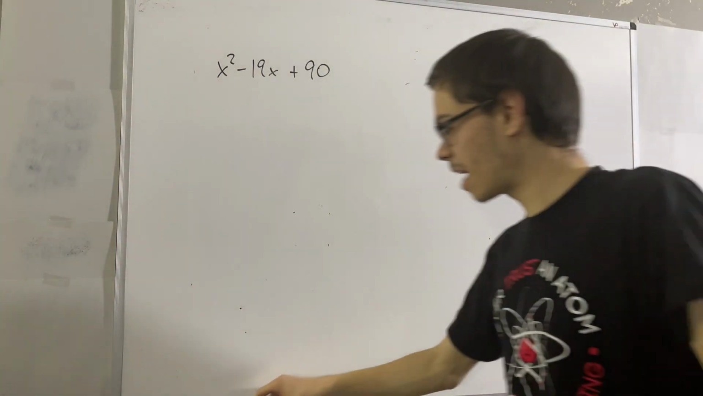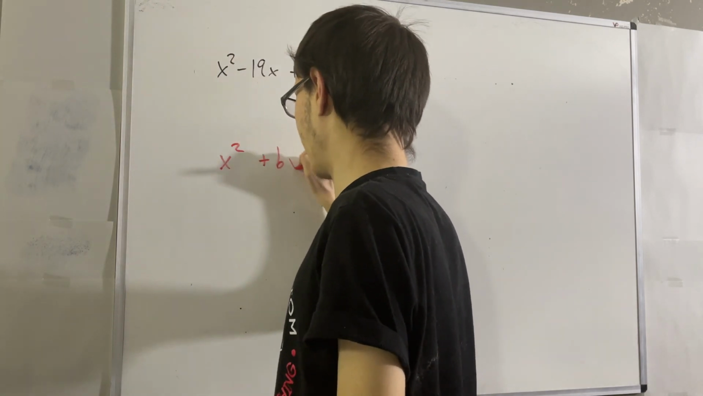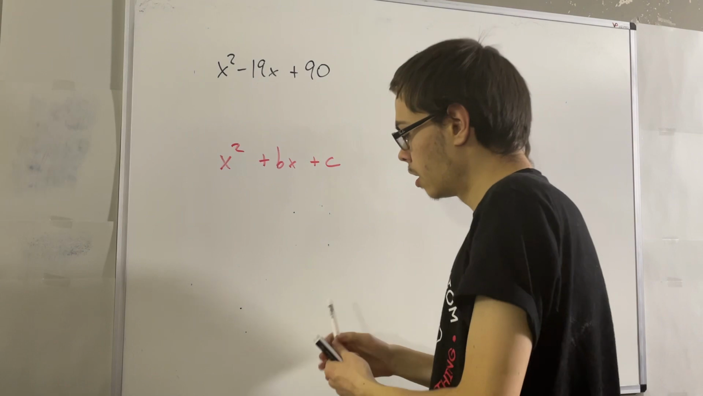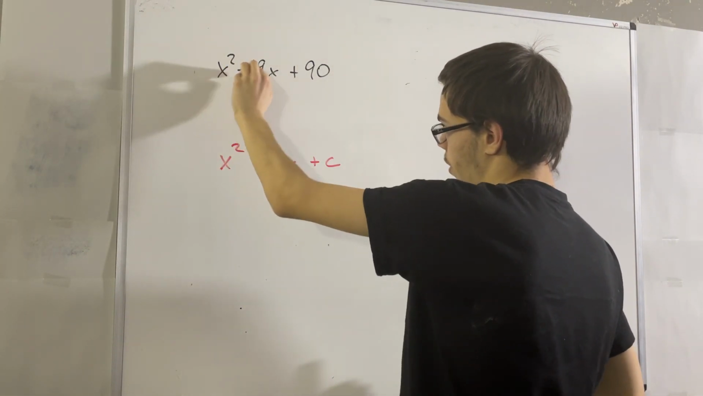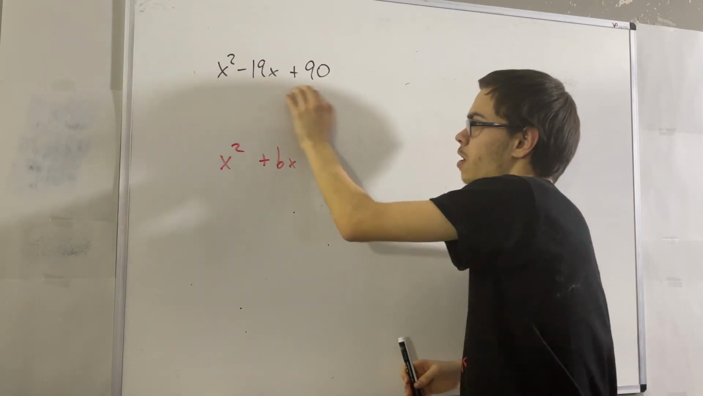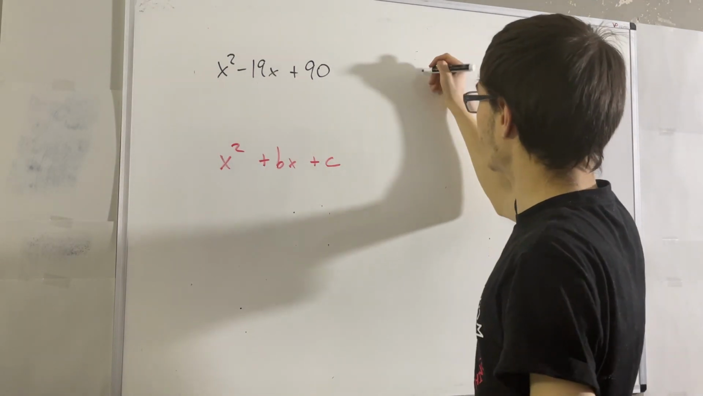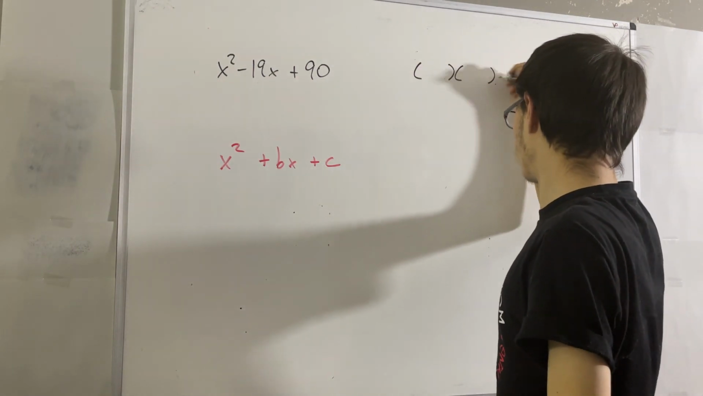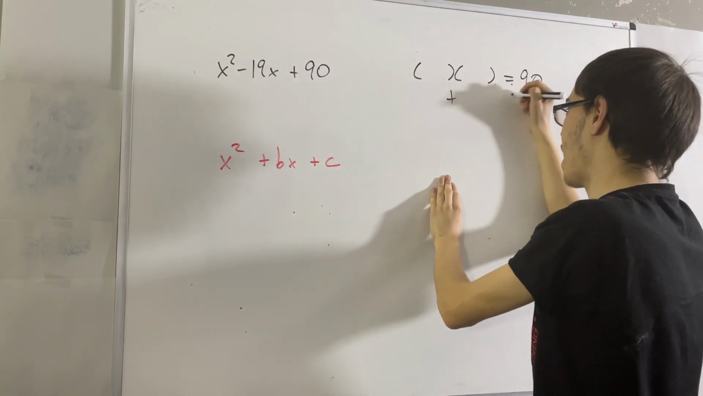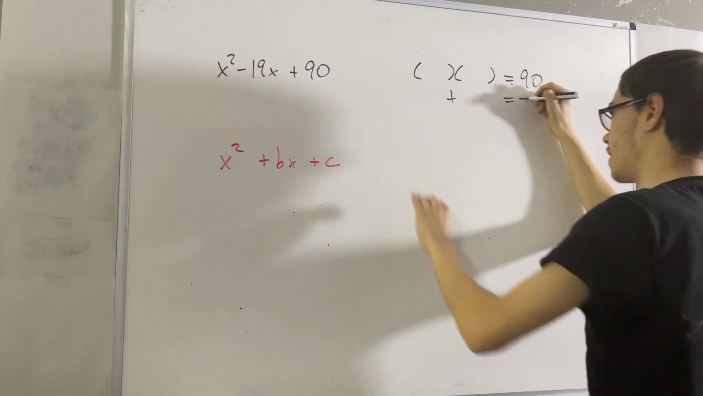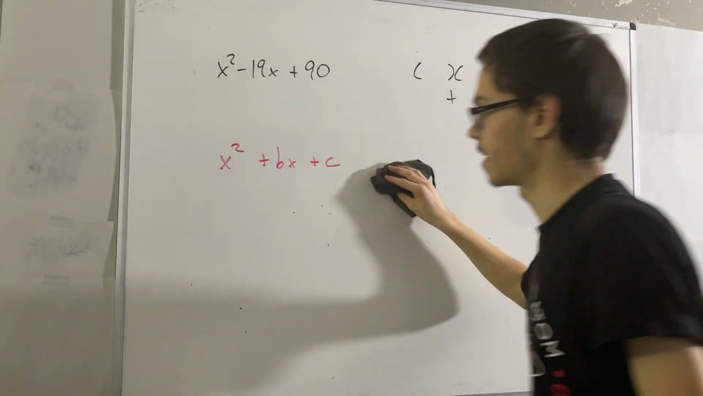Now, in this case, our expression is in the form of x squared plus bx plus c, right? Because in front of the x squared, we have a coefficient of 1, so just x squared and x squared. We have a value for b and a value for c. So whenever you have something in this form, you want to think of two numbers that multiply to this number, which is positive 90, and at the same time add to make this number, negative 19. You have to find two numbers that satisfy that.